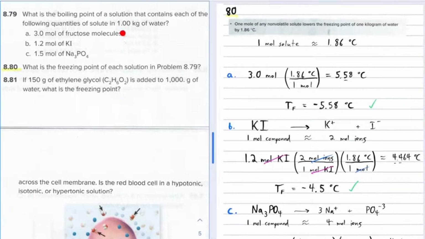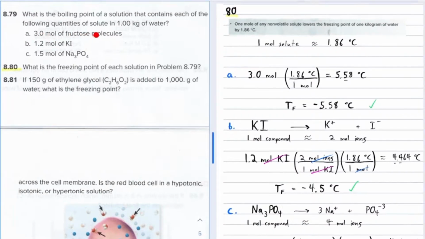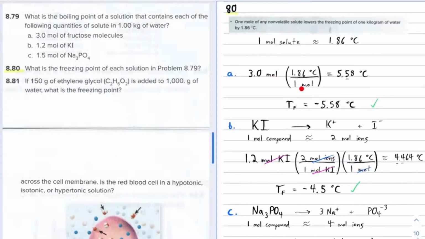We have to figure out how many moles of solute particles we have, and that tells us how much the freezing point goes down. Well, the first one's pretty simple. You got 3 moles of fructose molecules in the kilogram of water, so 3 moles, and for every 1 mole, it's a 1.86 degrees Celsius drop, and so that calculates to give you 5.58 degrees Celsius drop, or 5.6 degrees Celsius drop. So the new freezing point is going to be negative 5.6. I should have rounded that. It's going to round right here. Negative 5.6 degrees Celsius. That'll be the new freezing point.